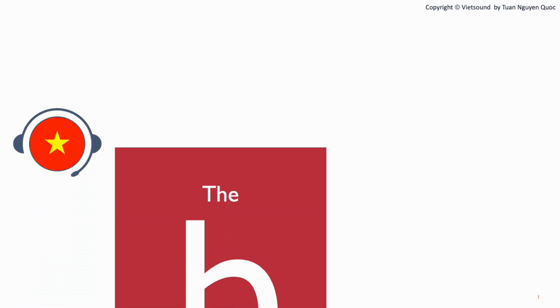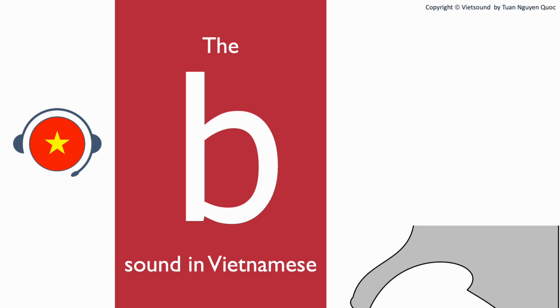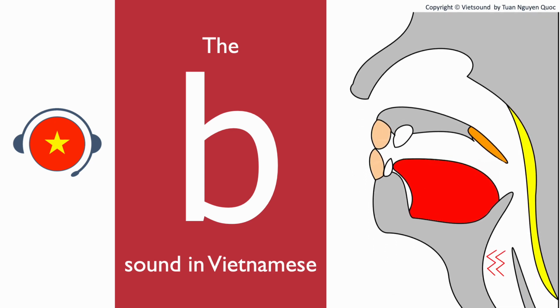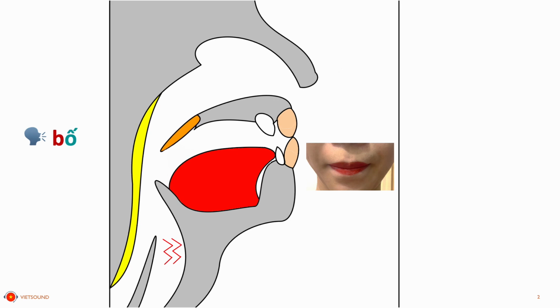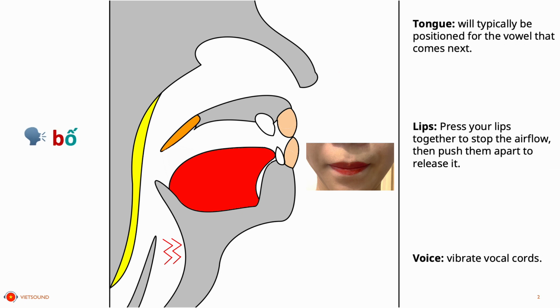Today we're going to talk about the B consonant. So are you ready? Let's get started. The B sound always occurs at the beginning of the word, like in the word bố. Now let's see how to pronounce the B sound.